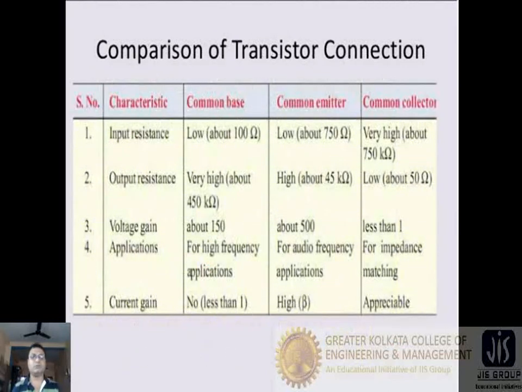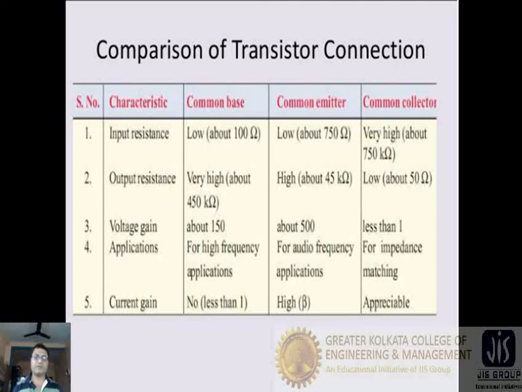Now we are going to make a comparison between the common emitter, common base and common collector configuration with respect to different characteristics. We are going to differentiate with respect to input characteristics first, the input resistance. In case of common base, the input resistance is very low, in order of 100 ohm. In case of common emitter configuration, the input resistance is in order of 750 ohm, which is also low. In case of the common collector configuration, the input resistance is quite high, in order of 750 kilo ohm.